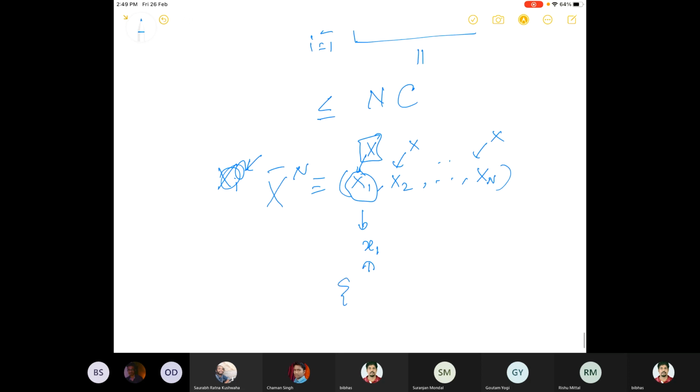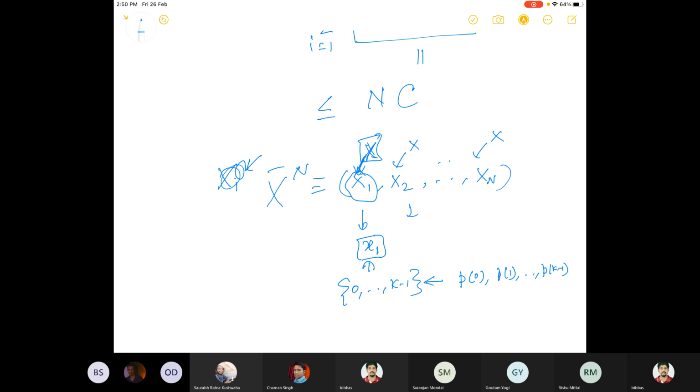Which is in this set, 0, 1, up to k minus 1. Now this has a probability distribution here, okay? So these are the source symbols. So you have probability 0, probability 1, and so on up to probability of k minus 1. Whenever this x1 is picked, it's picked with some probability. So this is the random variable X, the input source, okay?